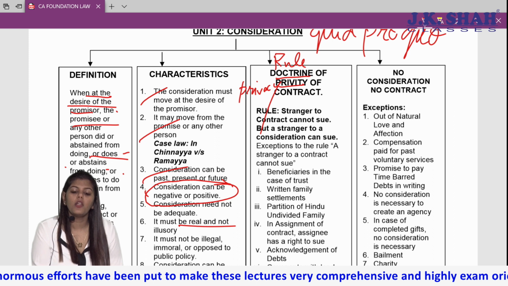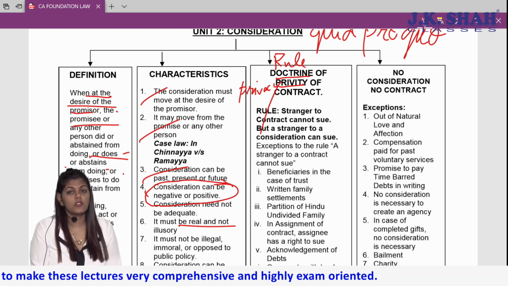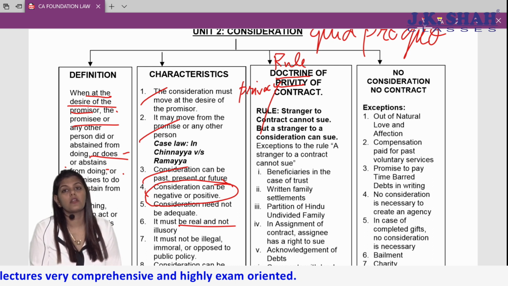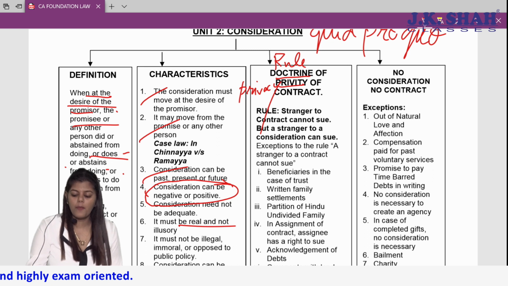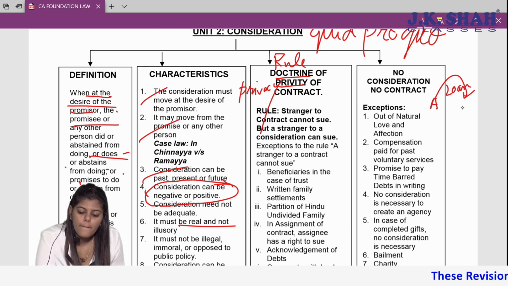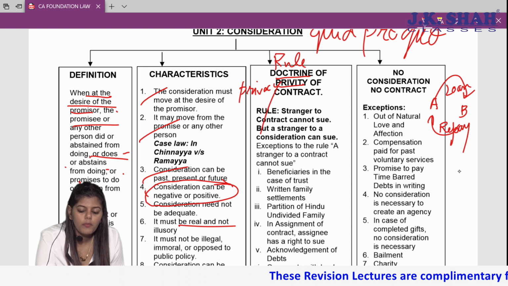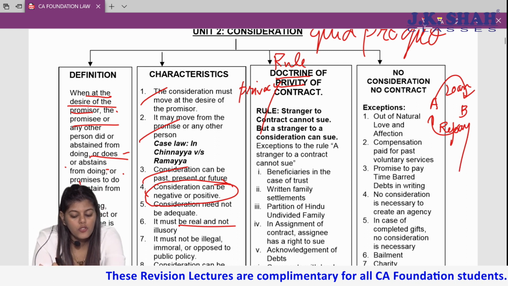Exceptions, first one, love and affection. Now, it's not only love and affection. It is written and registered agreements arising out of natural love and affection. For example, let's say A is giving a loan to B and B was supposed to repay, but due to some reason he is not being able to repay. So A is telling him, if you don't pay now, I'll sue you and all.